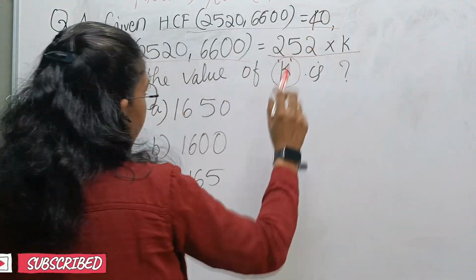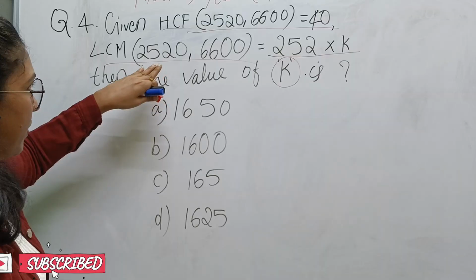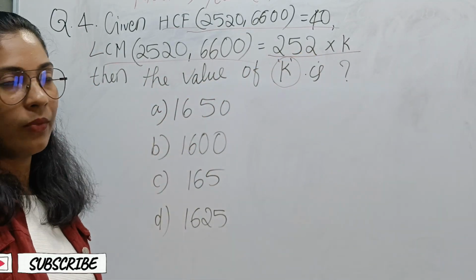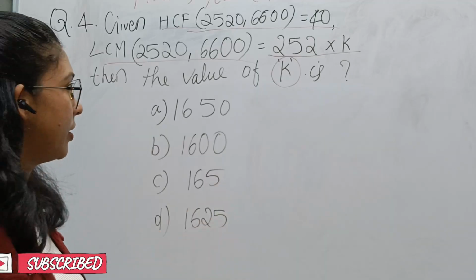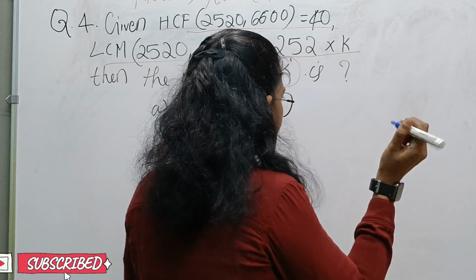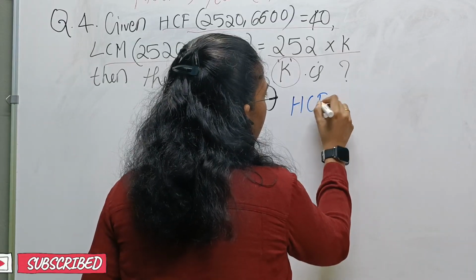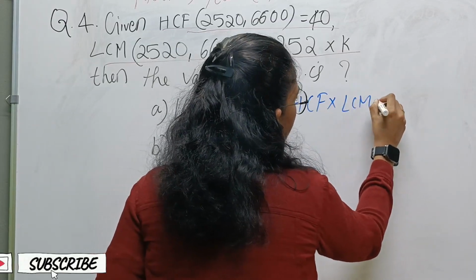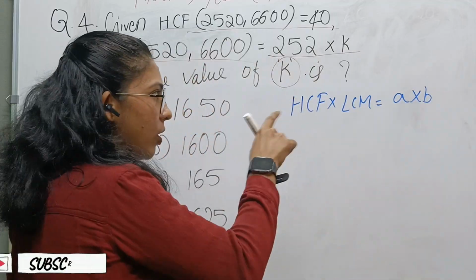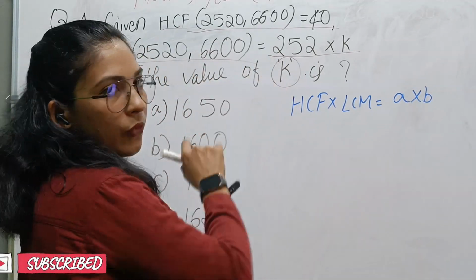Here HCF is given as 40, LCM is given as 252 into K. We have to find out K. We don't know what K is, we have to find it out. Okay, so we know the relation as product of LCM and HCF is equal to product of two numbers. Okay, based on this equation, we have to solve for K.